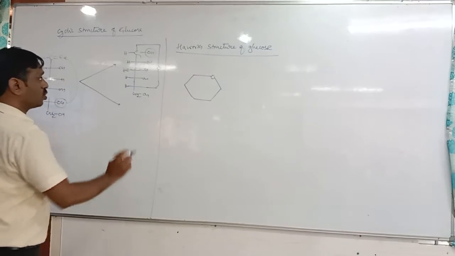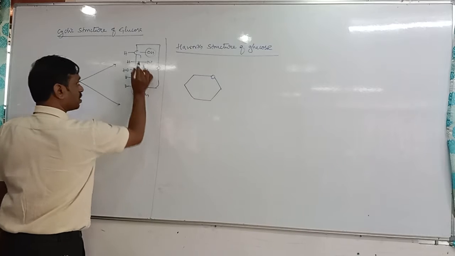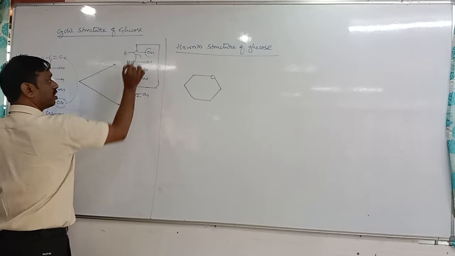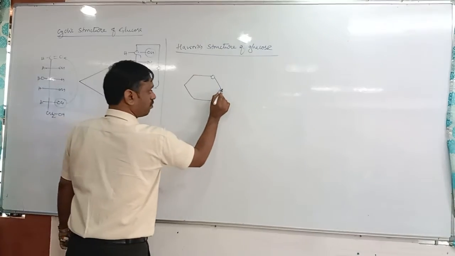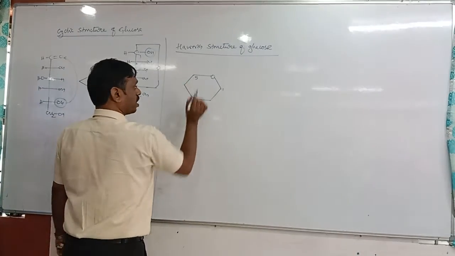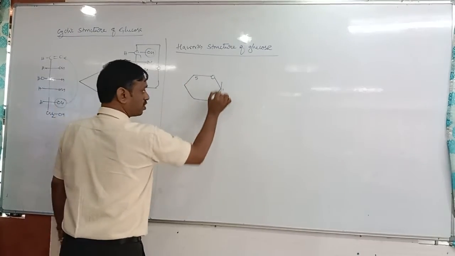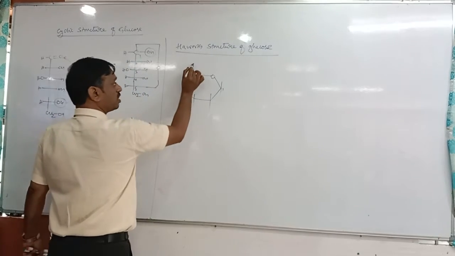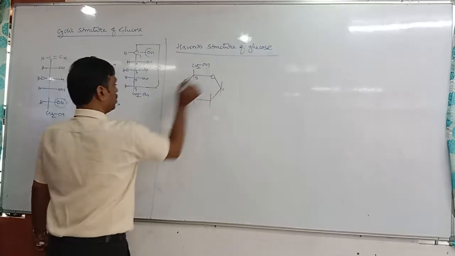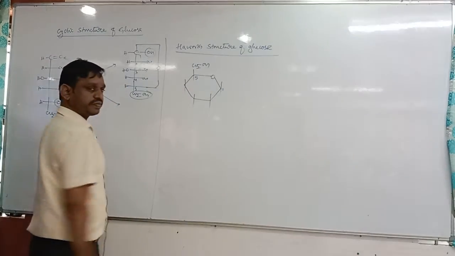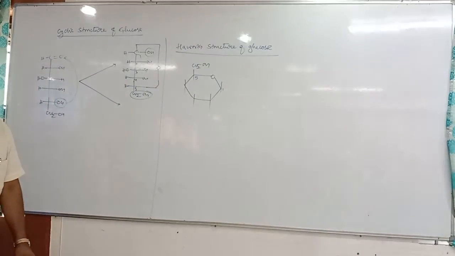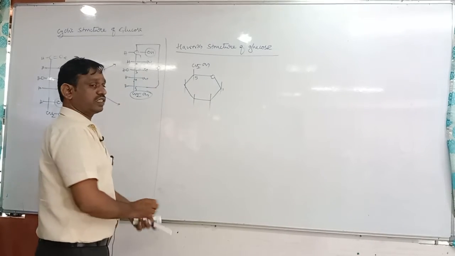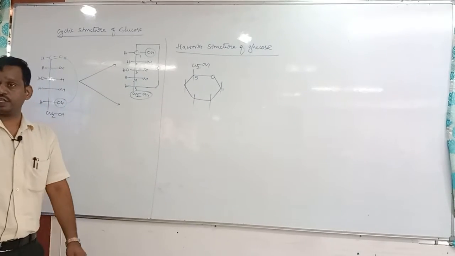Right. In glucose, the oxygen atom is present between which carbon atoms? First and fifth. Therefore, this is the first carbon, this is the fifth carbon, and the sixth carbon is CH2OH. This CH2OH can be written here. That is the first point: we need to draw the six-membered skeletal ring, which is called the pyranose ring.